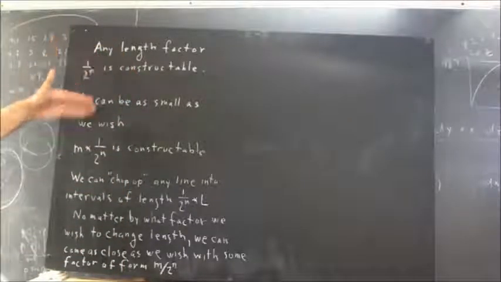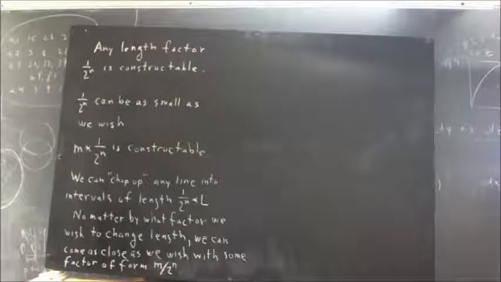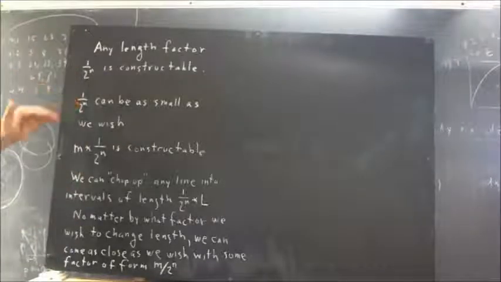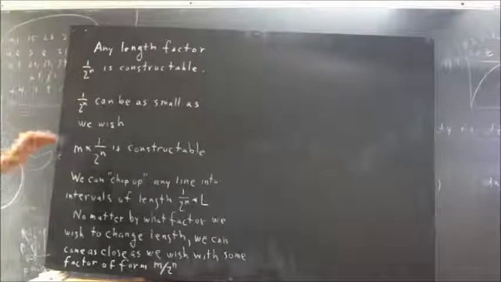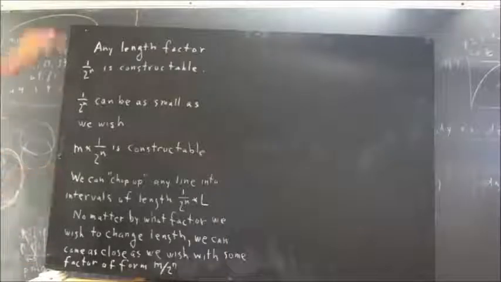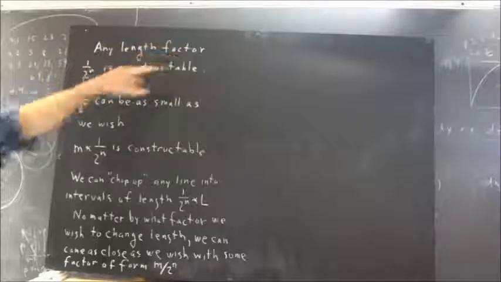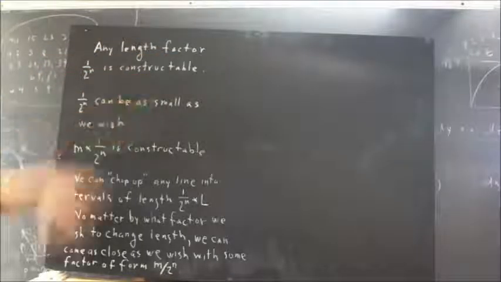Here's a series of statements that I'd like you to try to prove. And by proof, I mean give me the best reasons you can why each of these statements has to be true. You might not nail it, but at least think about it and make the attempt. So, first statement: any length factor 1 over 2 to the n is constructible.